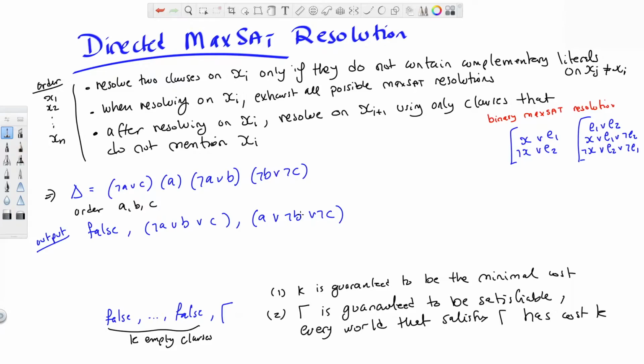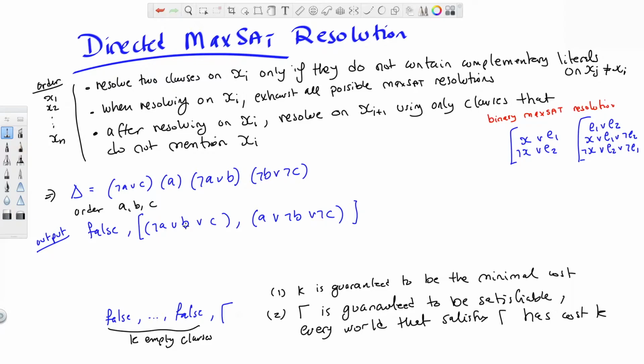That means no variable instantiation, right? I have 3 variables, that's 8 variable instantiations. No one will have a cost less than 1. That means you have to violate 1 clause, at least. And moreover, if you look at these 2 clauses here, every variable instantiation that satisfies these 2 clauses will have a cost of 1, all right? So this will characterize your solutions.